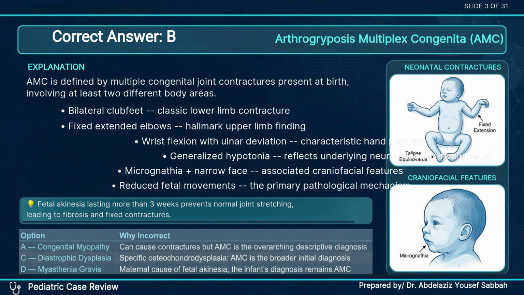A critical pearl: fetal akinesia lasting more than 3 weeks prevents normal joint stretching, leading to fibrosis and fixed contractures. Congenital myopathy can cause contractures, but Arthrogryposis multiplex congenita is the overarching descriptive diagnosis. Myasthenia gravis is a maternal cause of fetal akinesia, but the infant's diagnosis remains Arthrogryposis multiplex congenita.